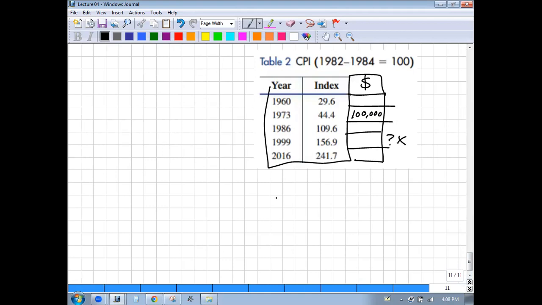All right, I'm going to call this X. So 1999 money compared to 1973 money, I need to compare the CPI. The CPI for 1999 is 156.9 compared to 44.4. Those ratios should hold. So to figure that out, I just multiply both sides by 100,000, and we would get 156.9 times 100,000 divided by 44.4, which gives me $353,378.